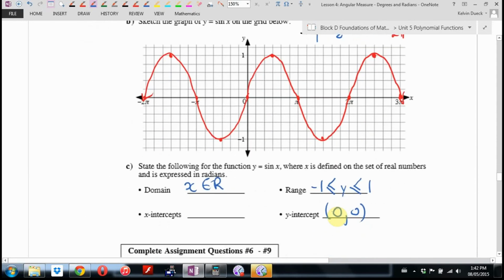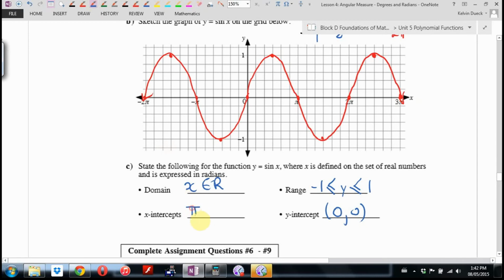Oh, look, look, look. The x-intercepts occur every multiple of pi. At 0 pi, which is 0, 1 pi, 2 pi, 3 pi, 4 pi, 5 pi, 6 pi, negative 1 pi, negative 2 pi. So how can we write that? I don't want to write out that they occur every multiple of pi. I say this.